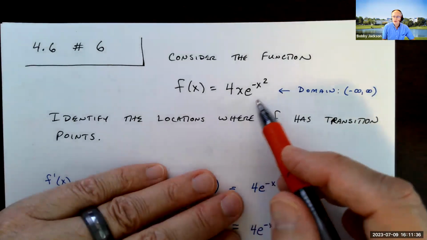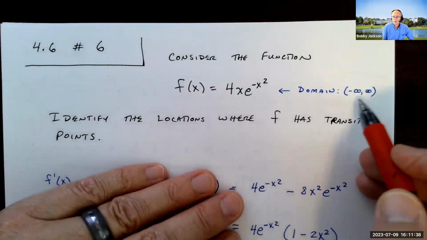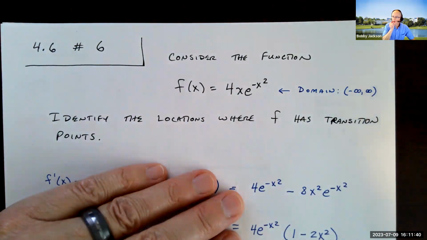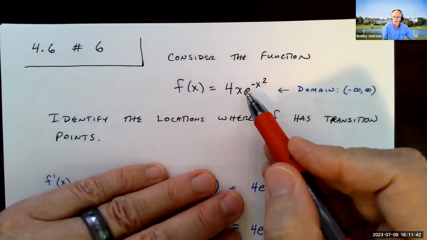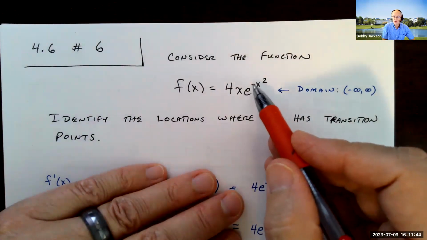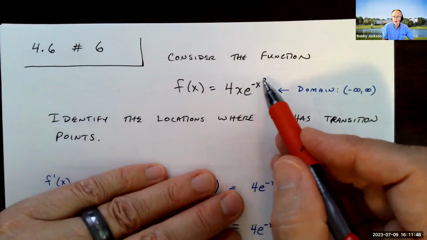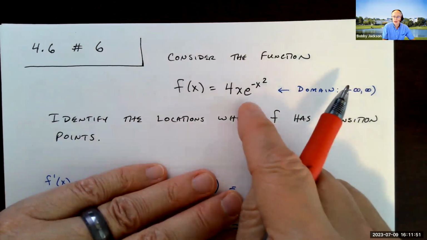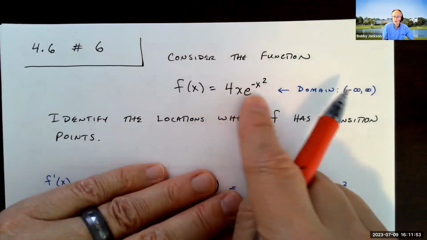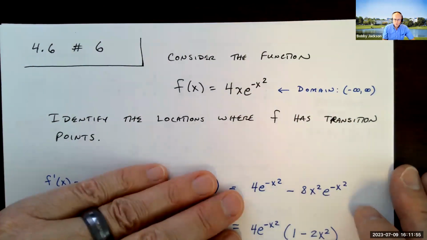Just off the bat, what's the domain of this function? Well, as I've written here, it's all real numbers, right? Because the domain of the exponential function is all real numbers. Even though I've got a negative here, e to any negative power is always a real number. So the domain is all real numbers.